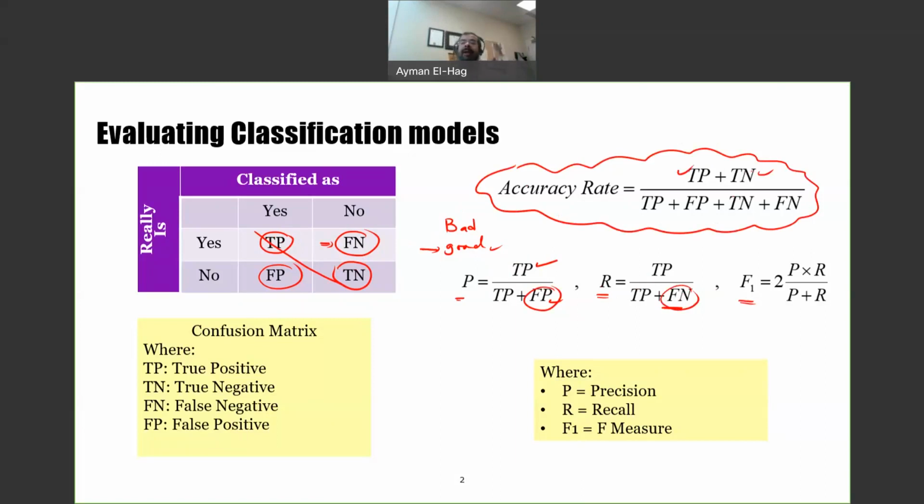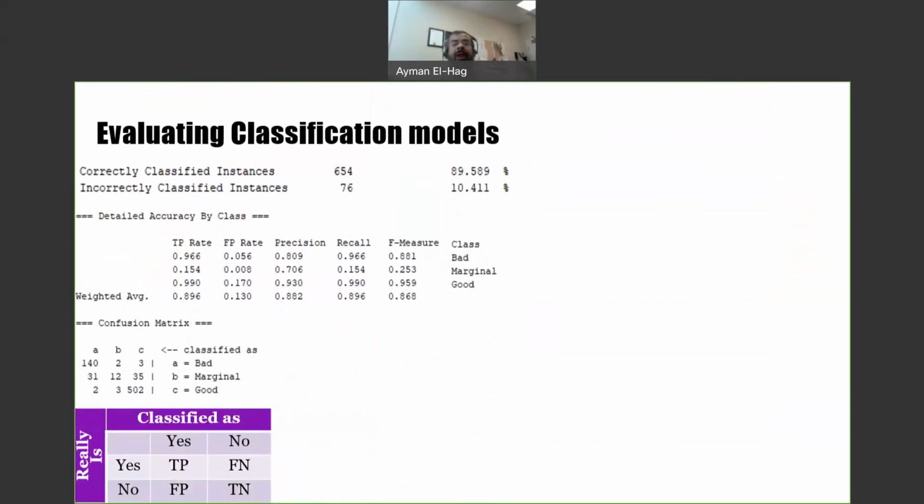So I will use data that we published before, on transformer oil, where we had three classes: the good, the marginal, and the bad. And we will try to go deeper and understand every single item more based on this specific data and do the calculations ourselves. Okay, so we'll start with the overall accuracy here.